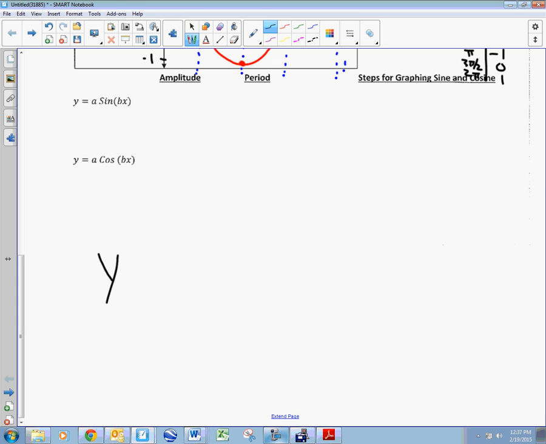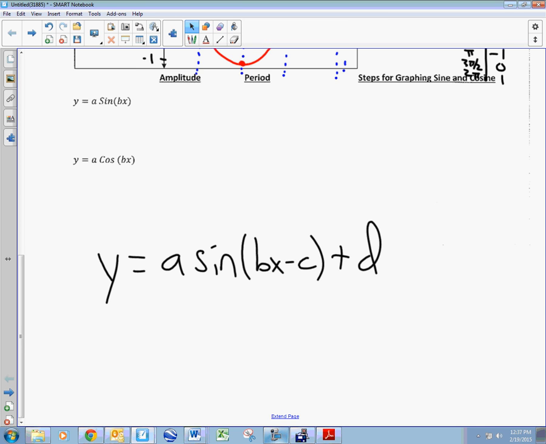Don't write this down. Y equals A times the sine of BX minus C plus D. Eventually, I want you to be able to graph sine functions and cosine functions that have a vertical stretch, a horizontal stretch, a horizontal shift, and a vertical shift. I want you to be able to do all of them. Today, we're going to start basic. We are simply going to look at vertical and horizontal stretches.